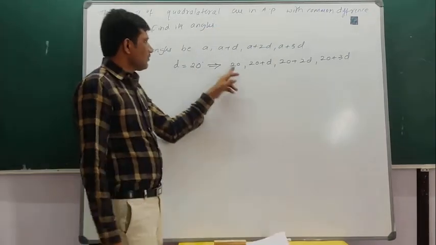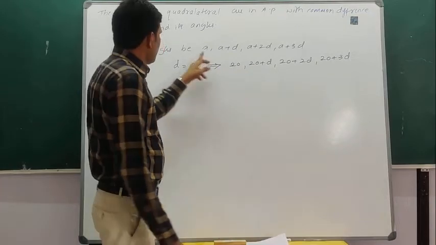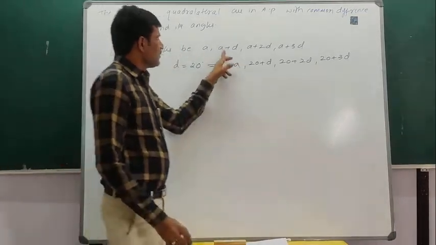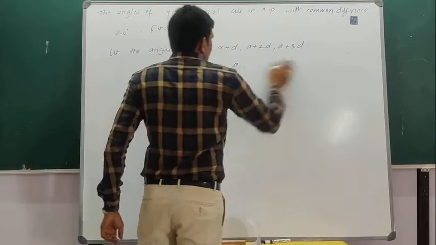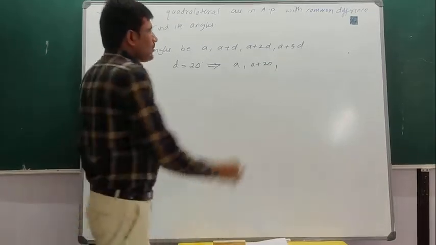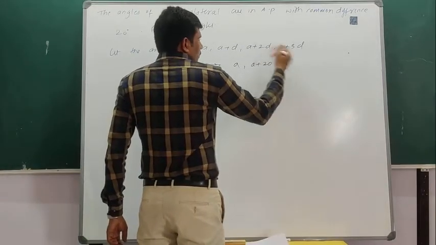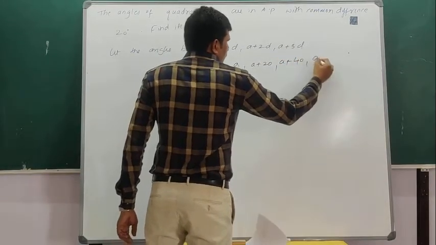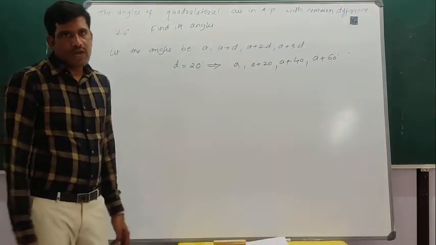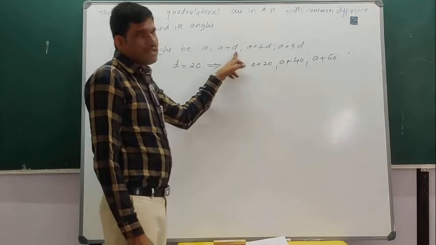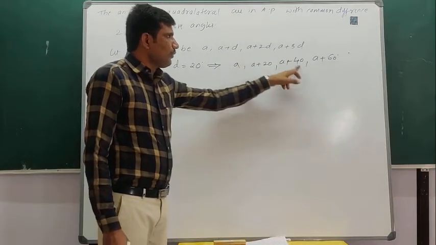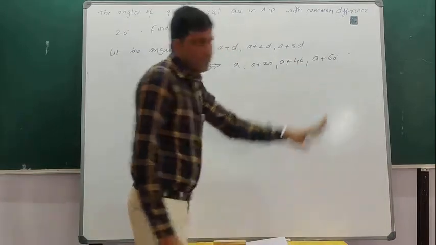So the first term is a. Common difference is 20. Next it is a plus 20, since a plus d is a plus 20. Next it is a plus 2 into 20, which is a plus 40. Next it is a plus 3 into 20, which is a plus 60. So these are the four angles: a, a plus 20, a plus 40, a plus 60.